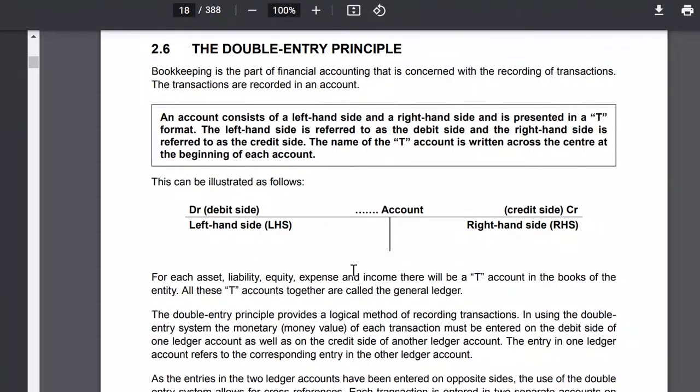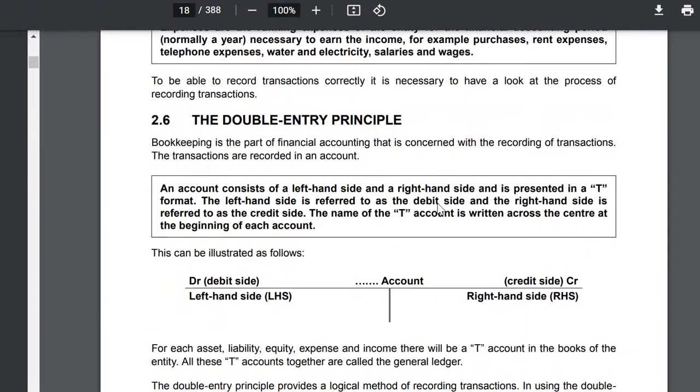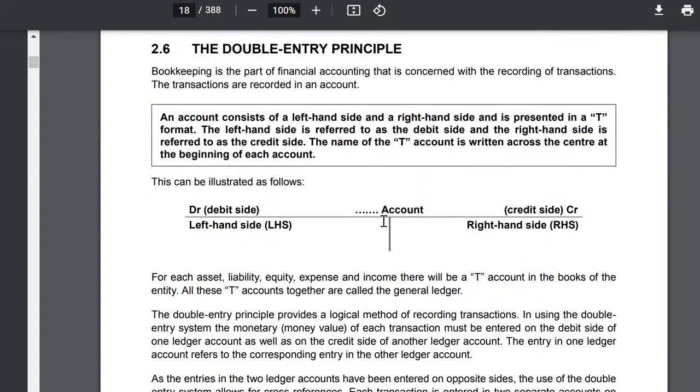So page 14 of your study guide talks about the double entry principle. So what is the double entry principle? The double entry principle is for every... this can be illustrated as follows.